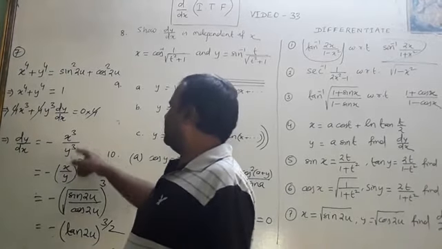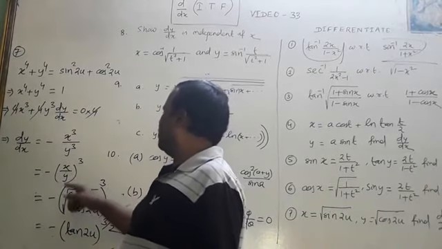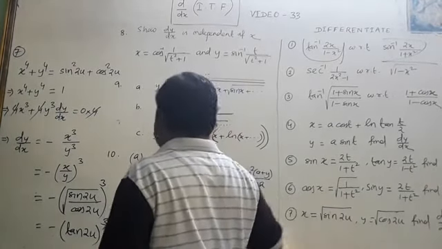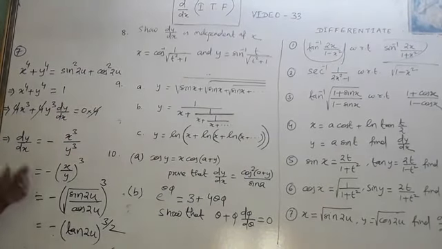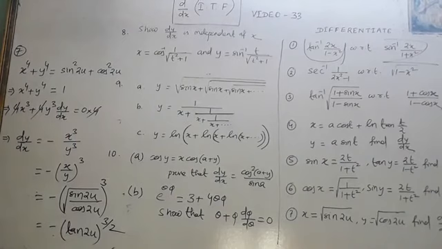Then look at minus x by y the whole cube. What is x? Put there. x is equal to square root of sine 2u. What is y? Square root of cos 2u. Then it is minus tan 2u whole to the power 3 by 2.